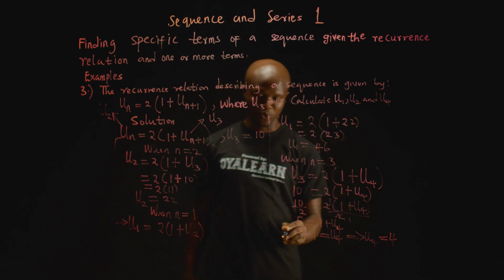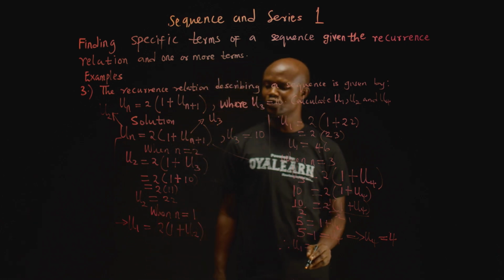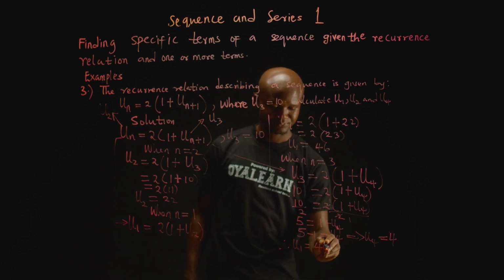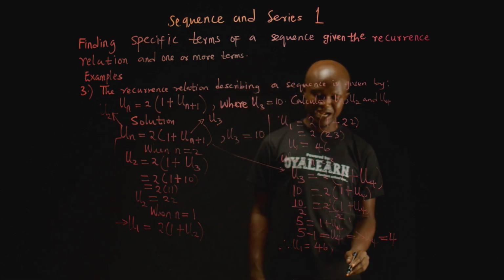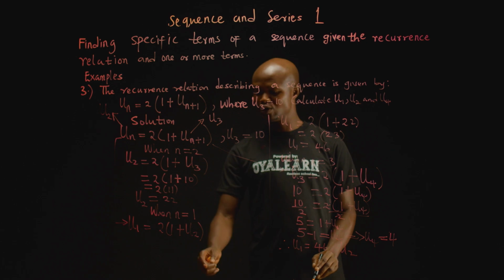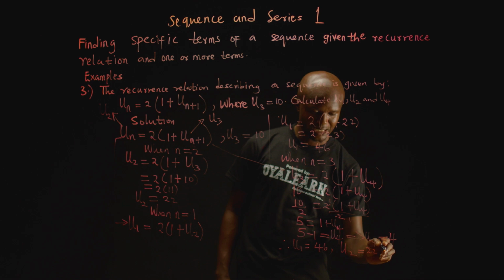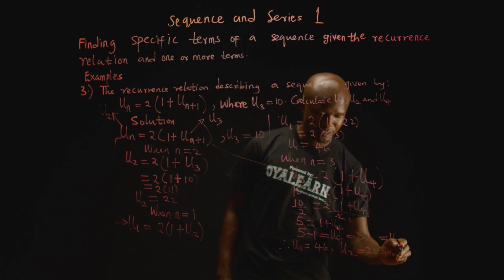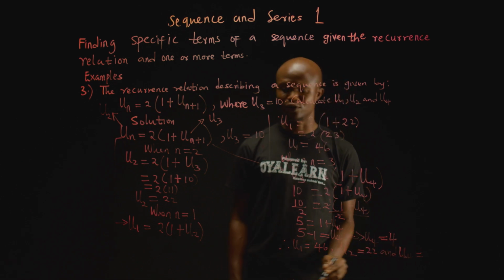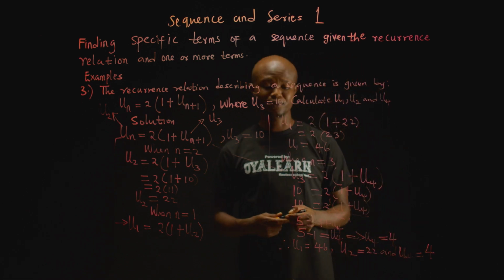So we have the values for u_1, u_2, and u_4. We can now conclude: the value of u_1 equals 46, the value of u_2 equals 22, and the value of u_4 equals 4. So that is the solution to the problem. Thank you.